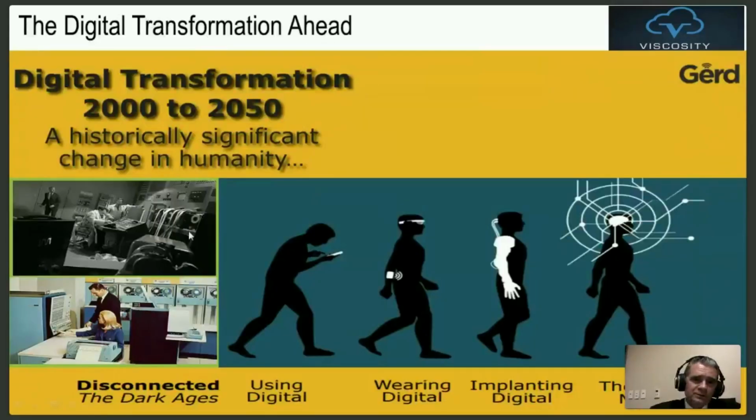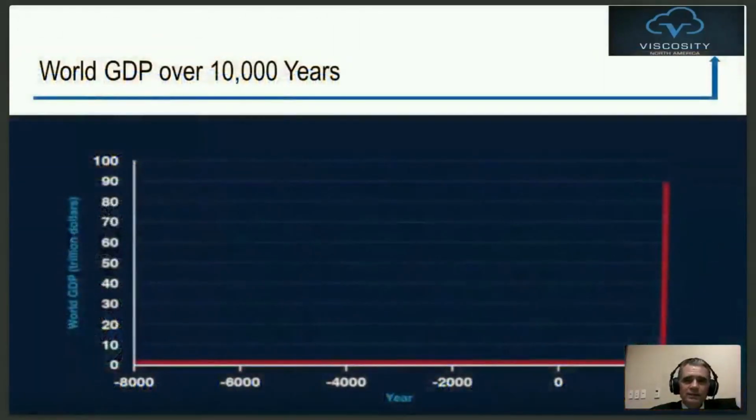This is where things are going. It used to be disconnected, a dark age, there's a mainframe there. We started moving to using digital. Then wearing digital. Oh, I got it on my watch. Maybe in my eyeglasses in virtual reality. To implanting digital. Oh, I'm using my arm for my job. And eventually it'll be the hive mind. You build a nice hive mind, I'll hook right into that.